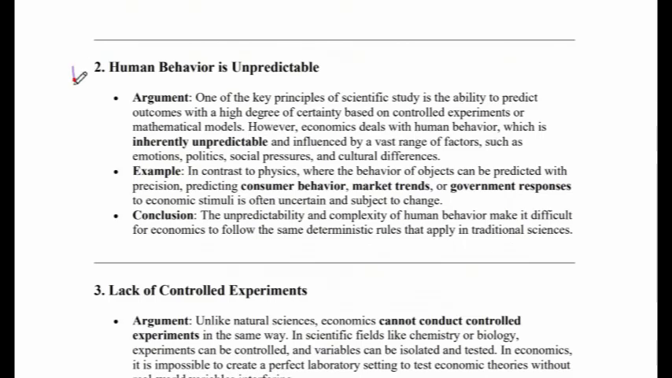Human behavior is unpredictable. We'll do only 4 points in this. One of the key principles of scientific study is the ability to predict outcomes with a high degree of certainty based on controlled experiments or mathematical models. However, economics deals with human behavior, which is inherently unpredictable and influenced by a vast range of factors such as emotions, politics, social pressures, and cultural differences.